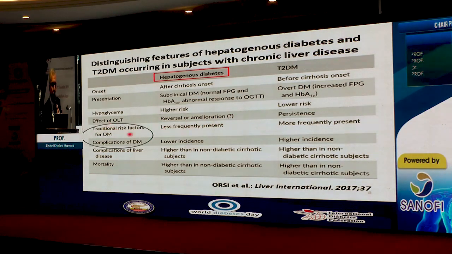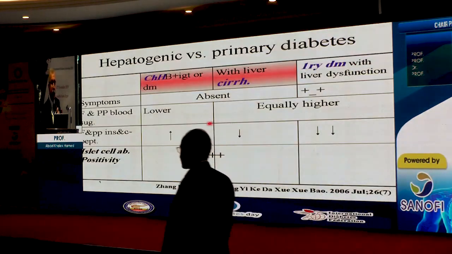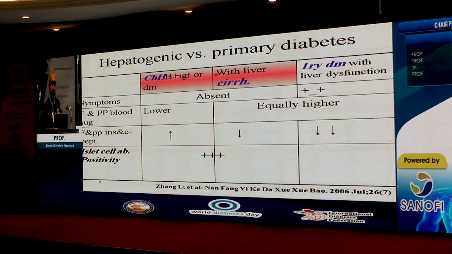The presence of traditional risk factors with diabetes or complications is less frequent for the hepatogenous. Also, the complication of the liver disease and mortality are higher, whatever the cause of diabetes associating the liver disease. So, any diabetes associating liver disease will lead to rapid progression of the liver condition and more incidence of HCC. Also, to differentiate the hepatogenous from the primary, in this study comparing those post-hepatitic and the hepatogenous with our primary type 2 diabetes, the symptoms here are absent.